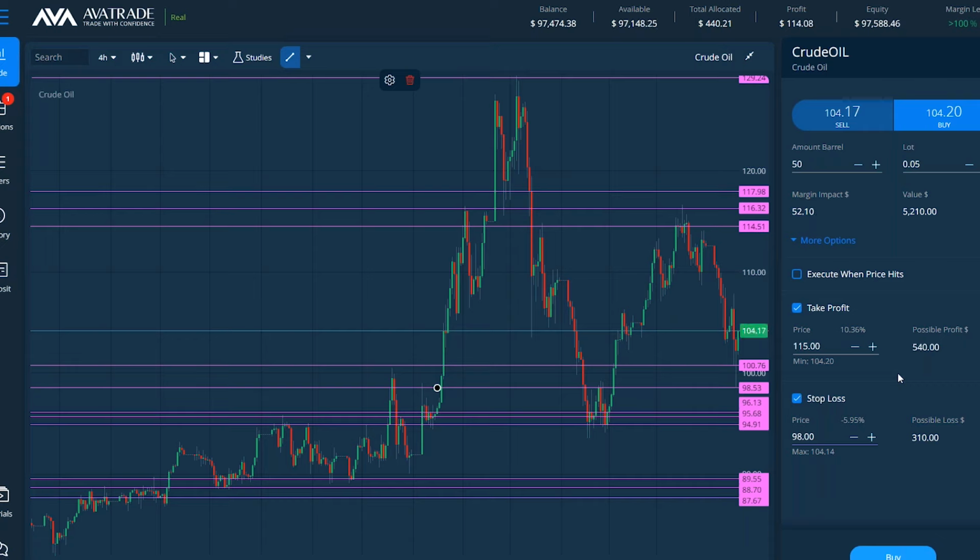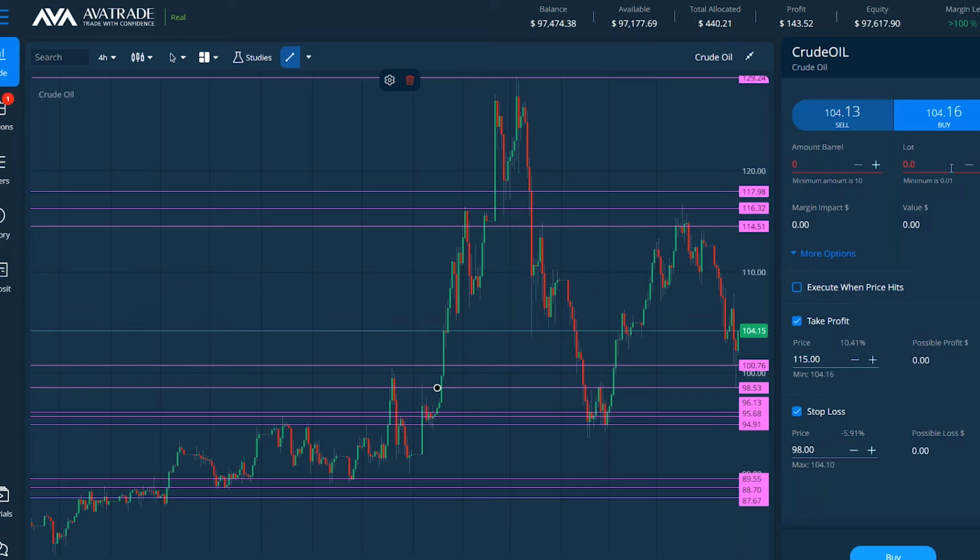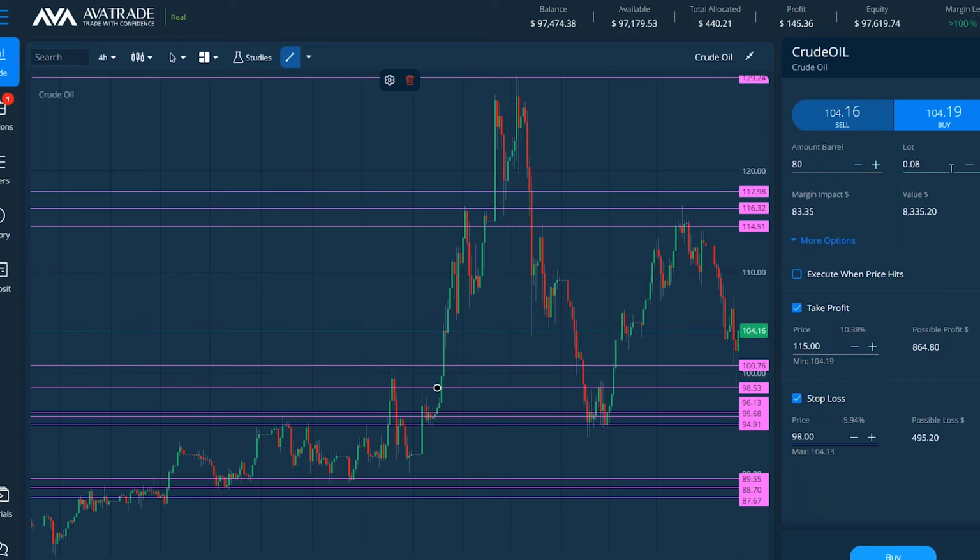Then I say, how much am I willing to risk? Again, let's say it's 500. If that's what I know I'm willing to risk per trade, so now I can adjust my trade size. And I see a lot size of 0.08, which is 80 barrels. Risks about 500, 496, with a potential profit, not quite double, but much better potential profit than risk. If I like it, I've got it set up and buy.